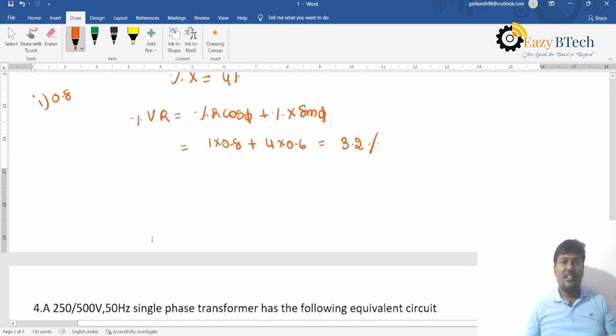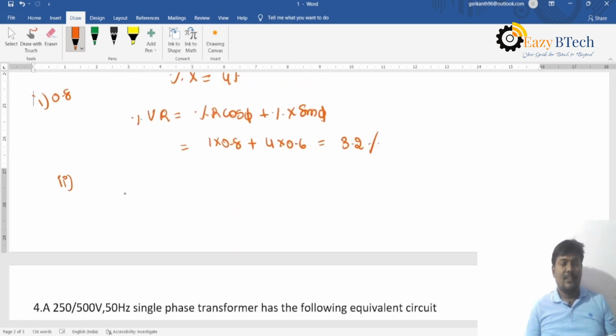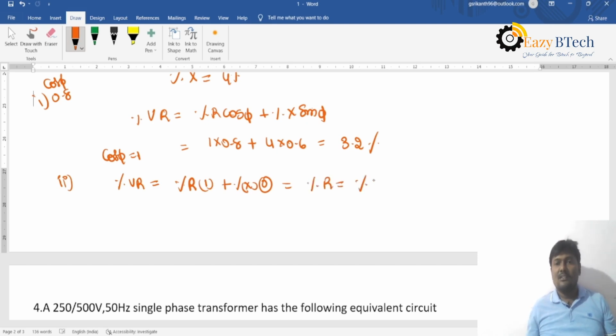And the second is for unity power factor. Percentage voltage regulation is equal to percentage R into cos phi, and the cos phi value is 1, plus percentage X into sin phi. If cos phi is 1, sin phi is 0, so that should be equal to percentage R. So that is 1% only.